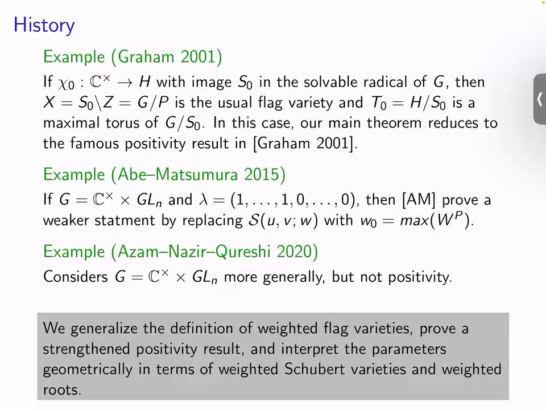So what we do is we generalize the definition of weighted flag varieties, so it's slightly more general than you'd find in the literature. We prove the strengthened positivity result, which is using the support. And we interpret all of the parameters geometrically in terms of weighted Schubert varieties and weighted roots. So one of the things Abe Matsumura state in their article is that they don't have a geometric or representation theoretic interpretation of the parameters. So that's one thing that this is doing, even in that case.